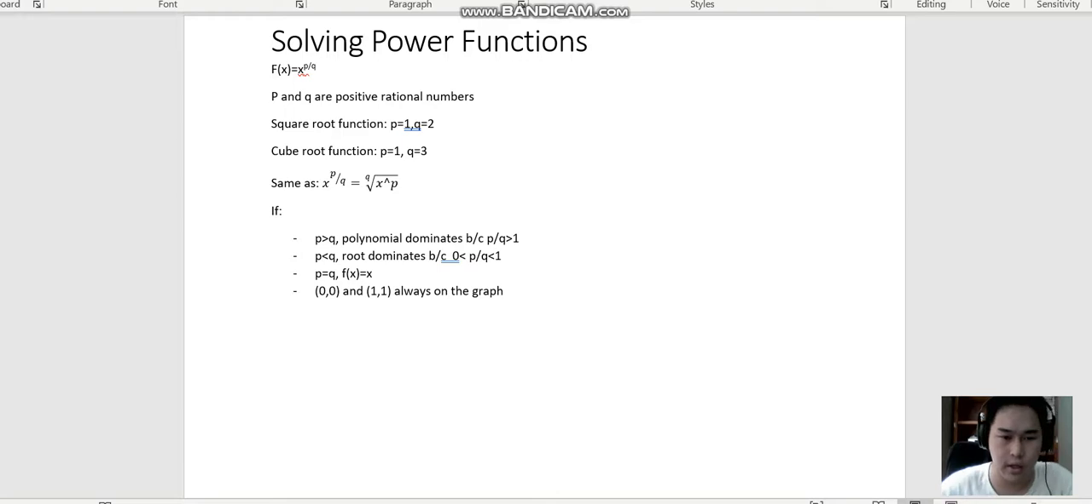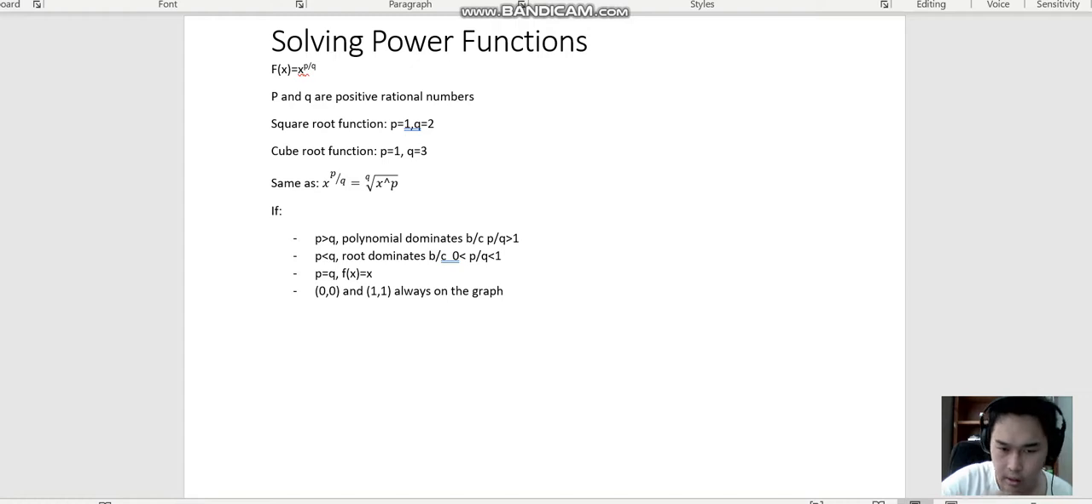And today, the power functions are x raised to the power of p over q, where p and q are both positive rational numbers. A rational number is a number expressed as a ratio. So for the square root function, for example, the p value would be 1 and the q would be 2, and for the cube root function you can see the same pattern here.